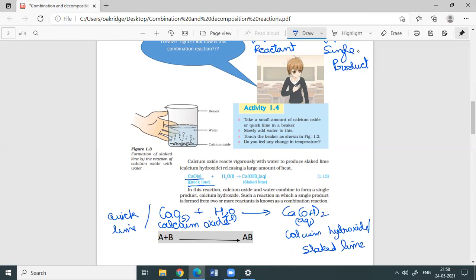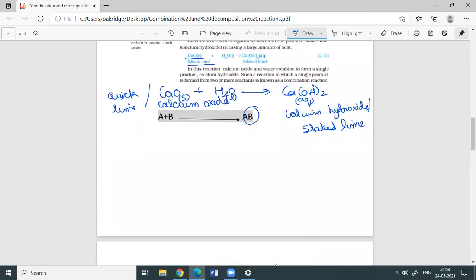Here we can give the definition of combination reaction as when two or more substances react and form a single product. A single product is the indication which tells that a combination reaction has taken place. We can write more combination reactions, children, like C plus O2 gives CO2. C is a solid, it can be wood burning. Wood, when burning in the presence of the gas oxygen, gives carbon dioxide, which is again a gas. So this is a combination reaction.